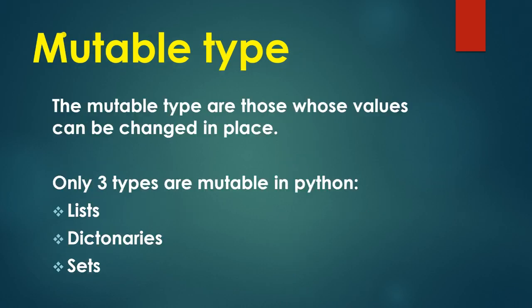Next is your mutable type. Mutable types are those whose value can be changed in place. There are three types of mutable: list, dictionaries and sets. In the coming chapters we will explain these topics briefly. In your book there are separate chapters on list, dictionary and tuples, so we will read those chapters in detail there.